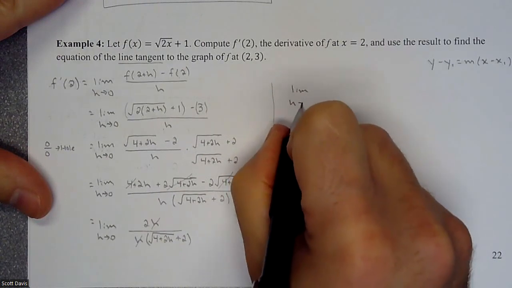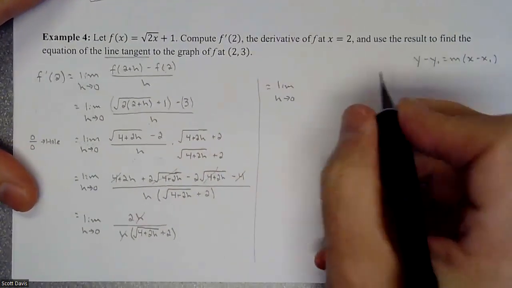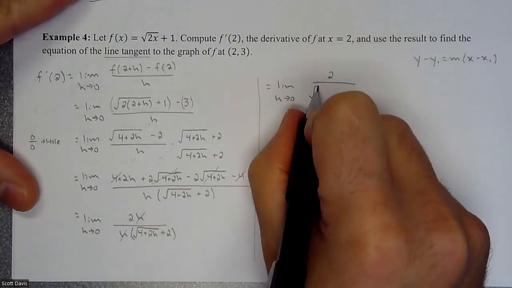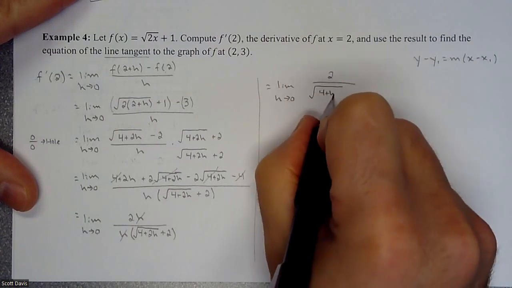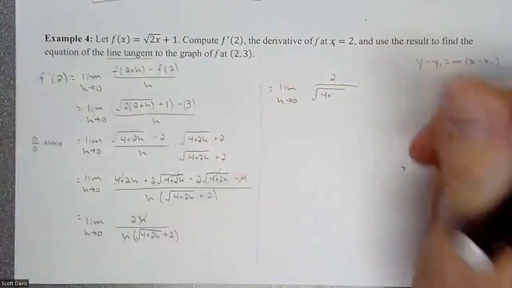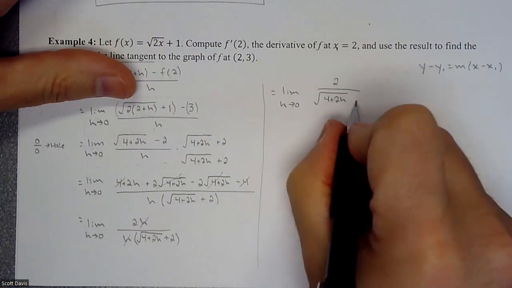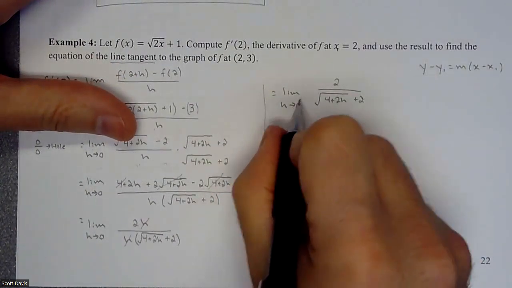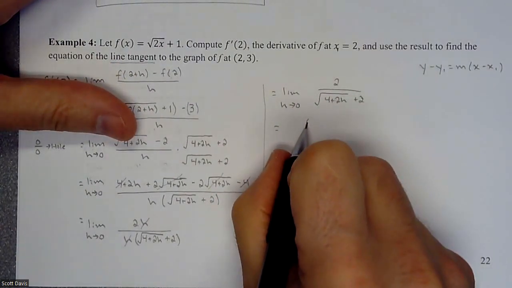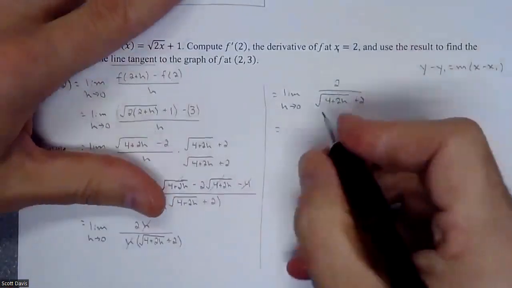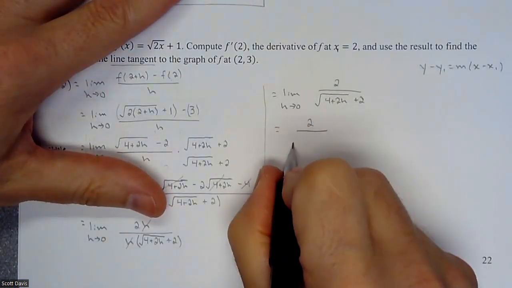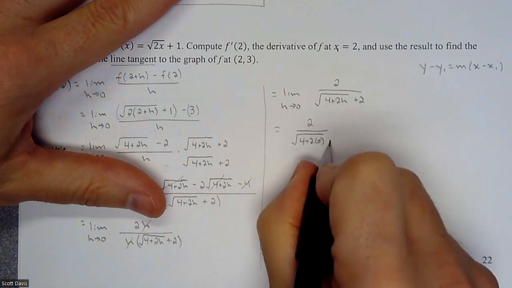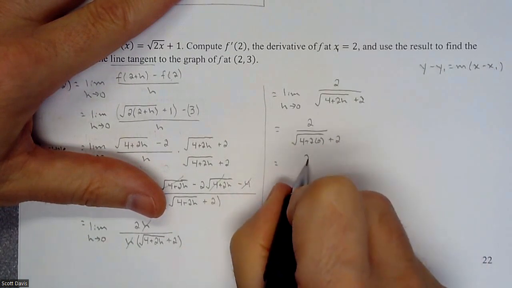the limit as h approaches 0, and we just have a 2 on the top, so no chance to have a 0 on the top. And then we have the square root of 4 plus 2h, and then plus 2 on the bottom. And because it's a plus, we're going to be okay. So if we plug in our 0, we don't have anything to plug in on the top, so that's a 2 over the square root of 4 plus 2 times 0, plus 2.